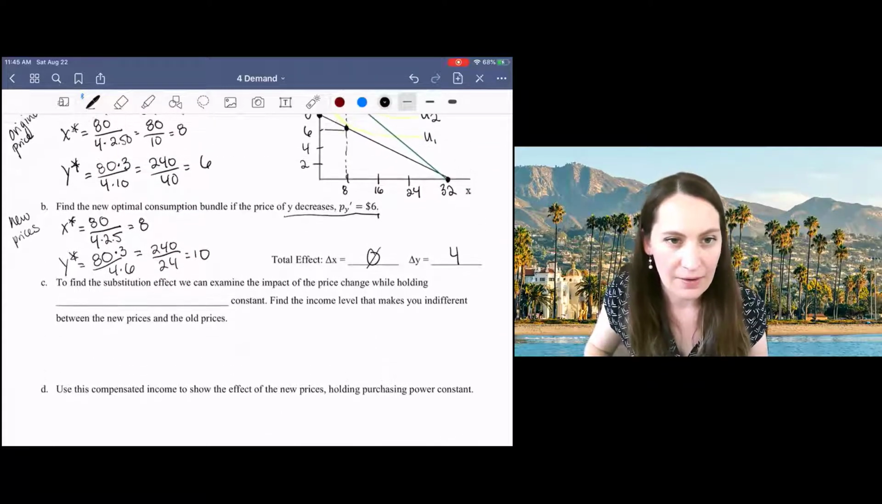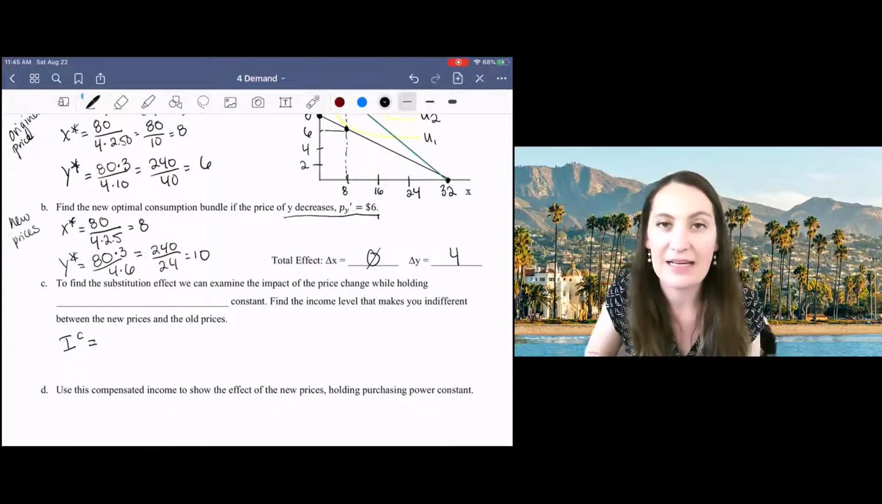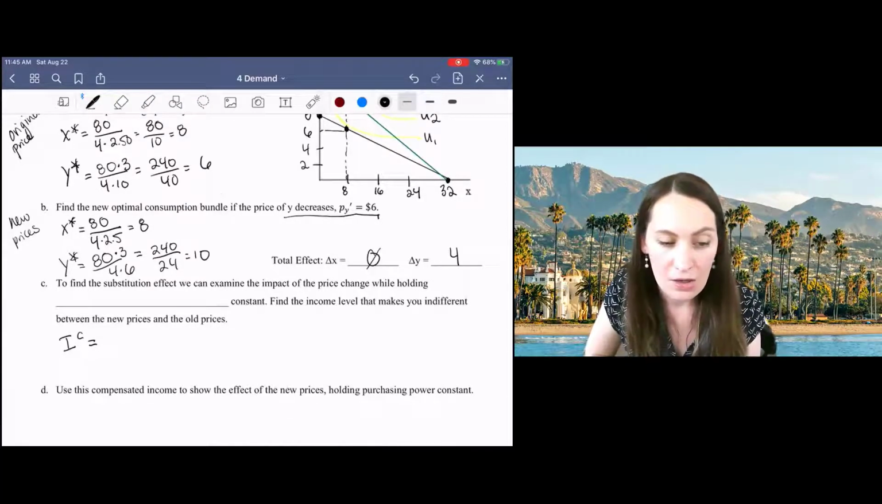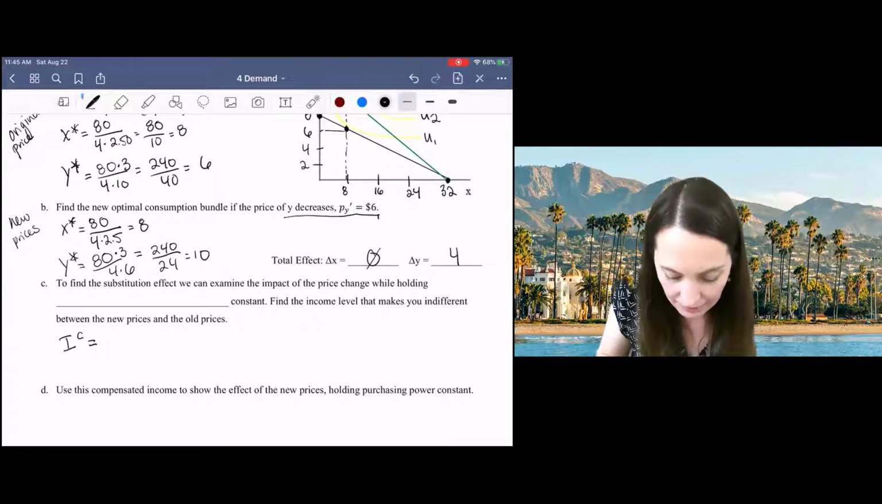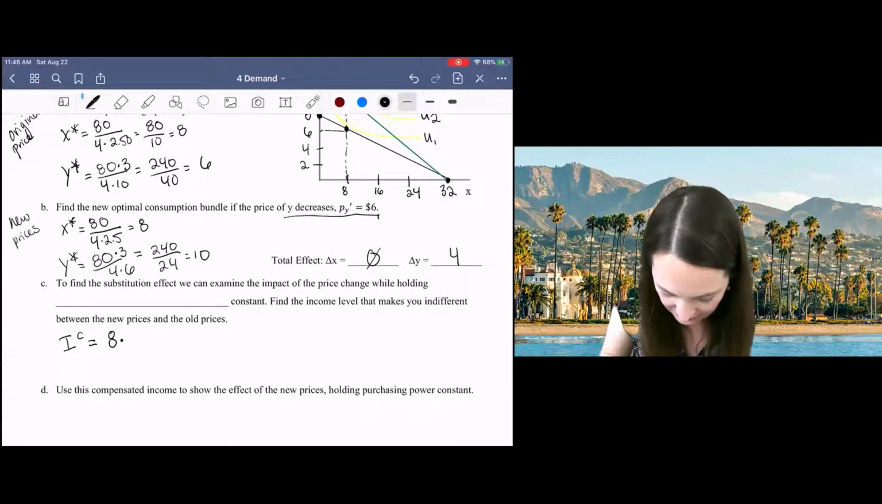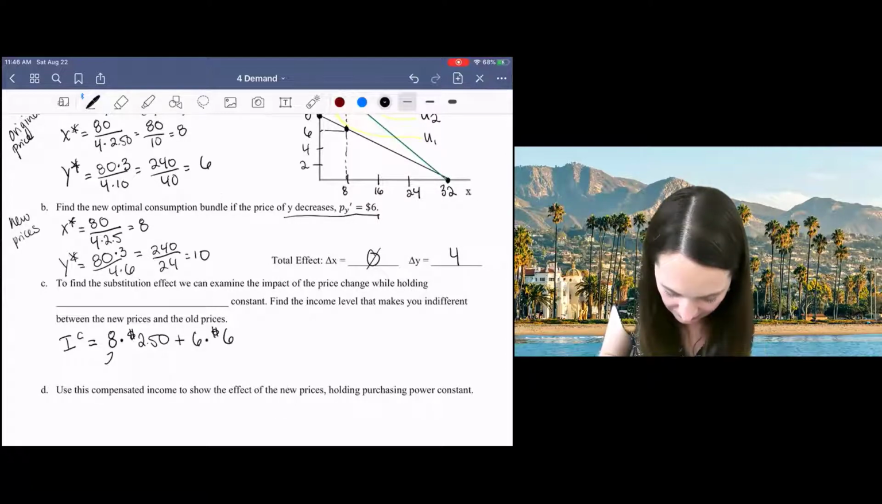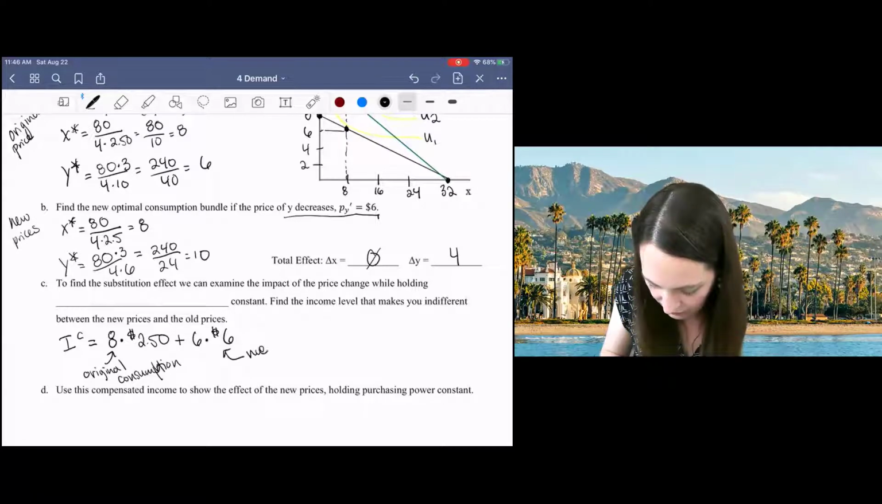All right, so I want to find the income, and I'm going to say this is IC for compensated income. I'm going to find the income that allows me to purchase my original consumption bundle at the new prices. So the price of X hasn't changed, but the price of Y has. I want to purchase 8X and 6Y. Okay, original consumption bundle, but new prices.